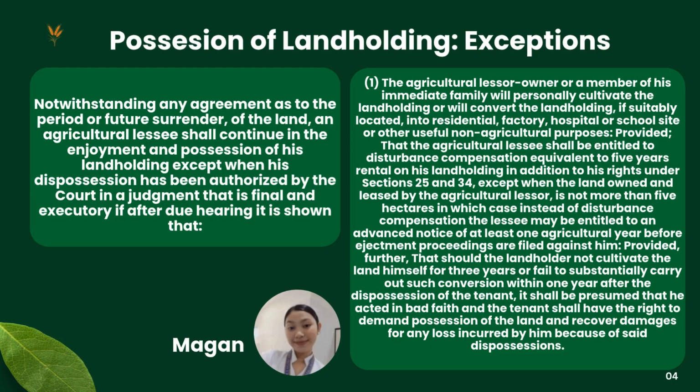The third one is possession of land holding exceptions. This means that an agricultural lessee generally retains possession of their land holding. This possession can be lost if a final court judgment authorizes it. This is allowed if the lessor owner or their family intends to personally cultivate the land or convert it for non-agricultural use, such as residential, factory, or hospital.